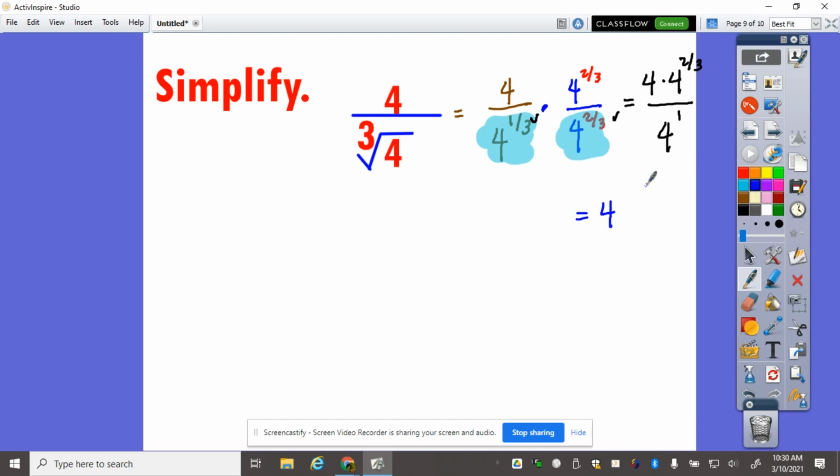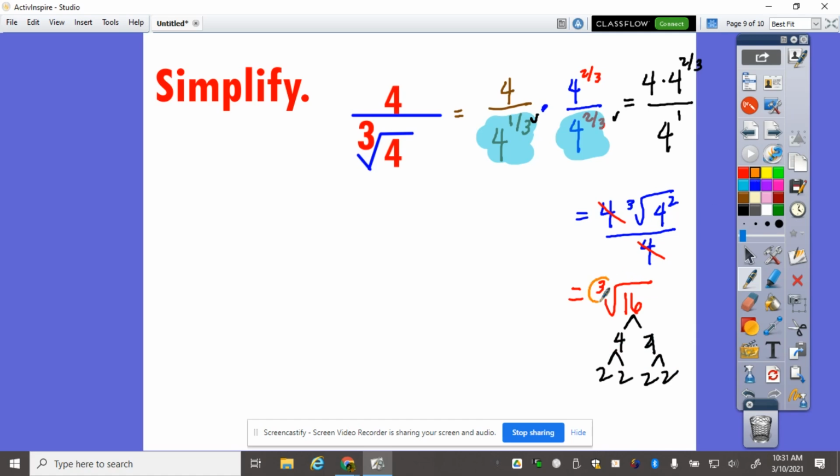We have a 4 here, and 4 to the 2/3 is the same thing as cube root of 4 squared. First, we know that we can cancel this 4 here. 4 divided by 4 is canceled out. Next, what is 4 squared? 4 squared is equal to 16. And we know we can break down the 16 to 4 and 4, this is 2 and 2, this is 2 and 2. How many should be in the group? The index is 3, so that should be one group. So the answer here will be 2 cube root of 2.